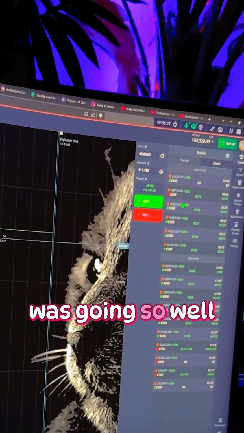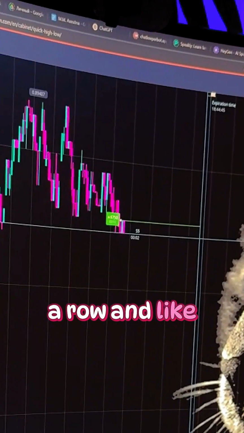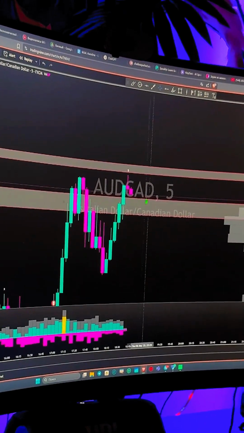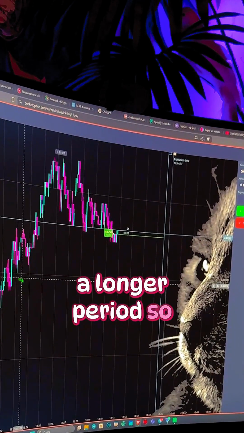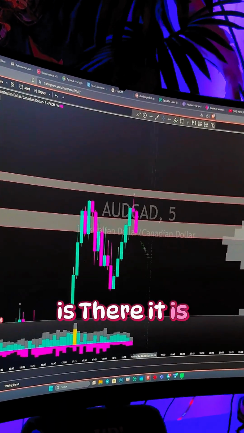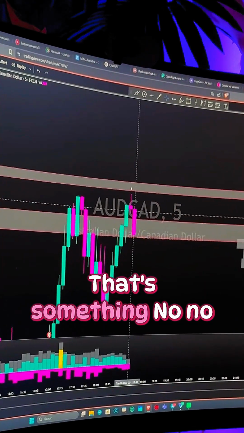That's a shame. It was going so well. There were 5 in a row, and like always, I get carried away on the last trade. So for now, the entry is made for a longer period. So we wait. There it is. Oh, wow. That's something.